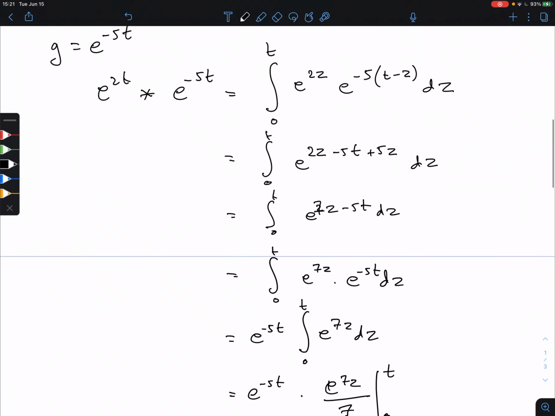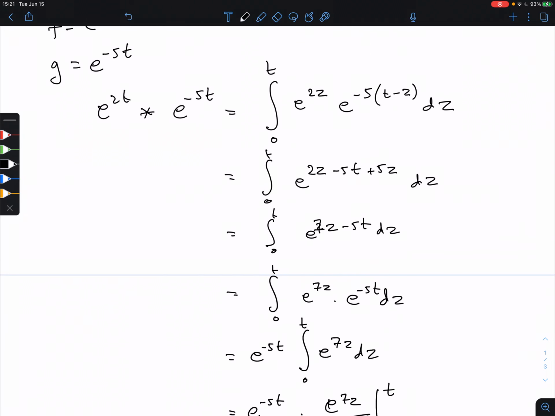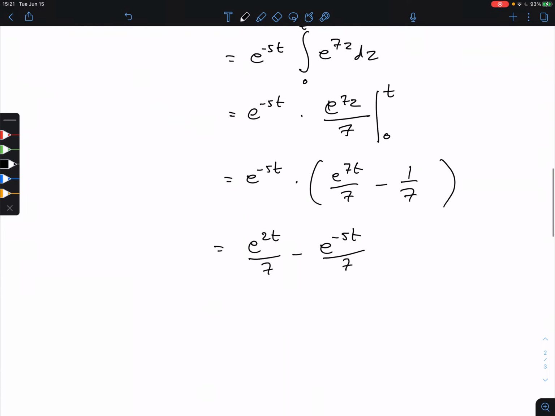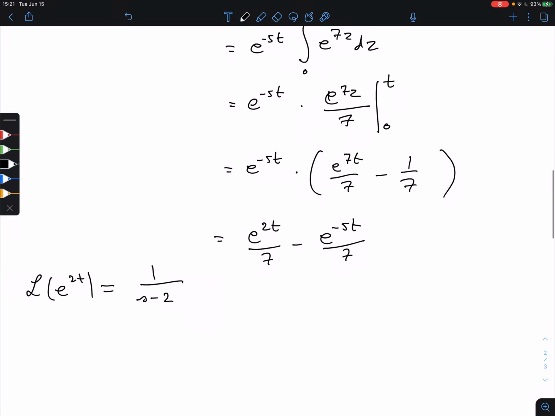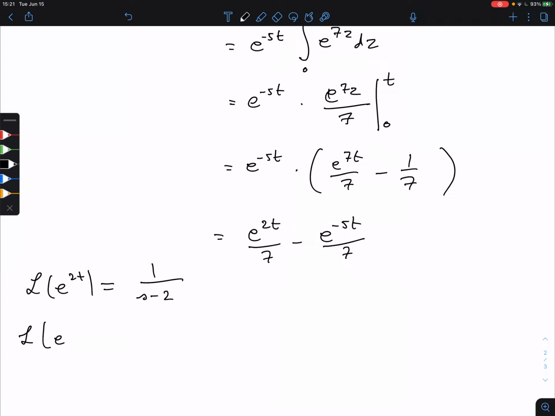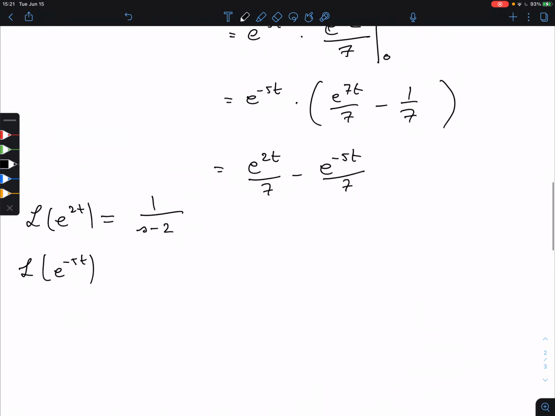Okay, so that's that. Now, let's look at this, the convolution product. What is the Laplace transform of e to the 2t? Let's write that down. You know what that is: 1 over s minus 2. The only thing it does is shifting, and there's no power of t here, so we get just 1 over s, shifted. What is the Laplace transform of e to the minus 5t? That was the other one, right? That is 1 over s plus 5.